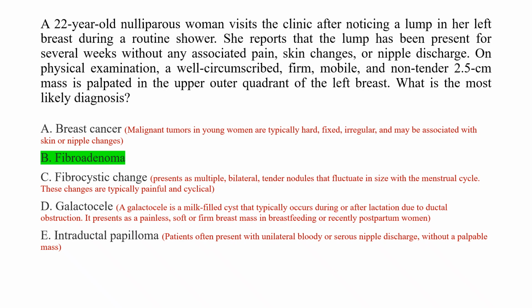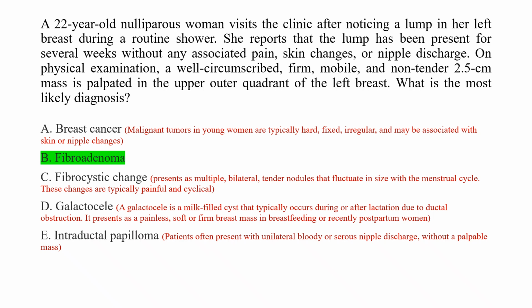Option C is incorrect because fibrocystic changes are benign and common in premenopausal women, often presenting as multiple bilateral tender nodules that fluctuate in size with the menstrual cycle. Unlike fibroadenomas, these changes are typically painful and cyclical. Option D is incorrect because a galactocele is a milk-filled cyst caused by obstruction of a lactiferous duct, usually occurring in women who are pregnant, lactating, or have recently stopped breastfeeding.